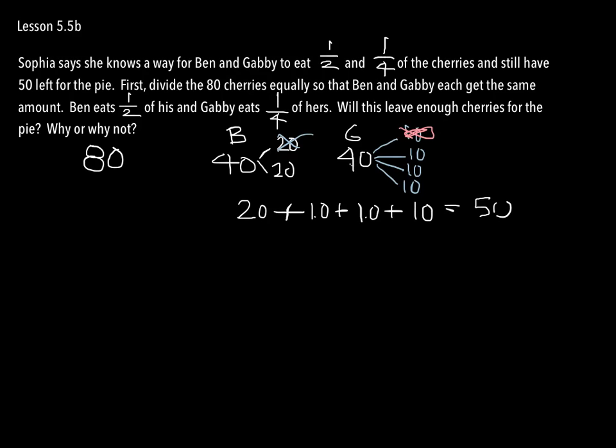Now, when we think about this, did Ben still eat half? Yes, he just ate a half of a smaller amount. Gabby still ate a quarter of the cherries. She just ate a quarter of a smaller amount. And that's how fractions change value. That's how they're different, because it all depends upon what the whole is. The whole in this case was 40, and half of it was 20, versus 80, and half of it being 40. And if you ate 40 cherries, I think you would probably get sick. I'm not sure though, but I would venture to guess.